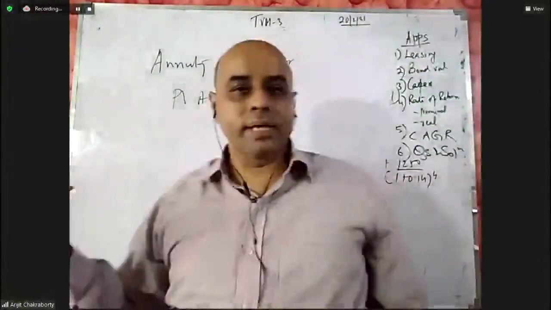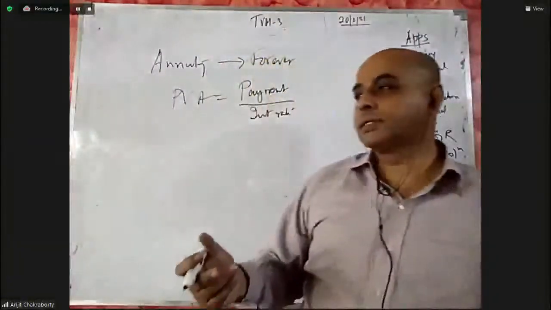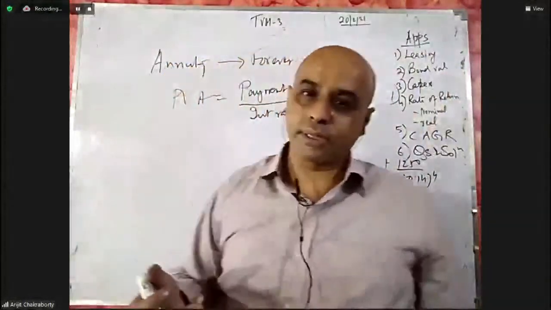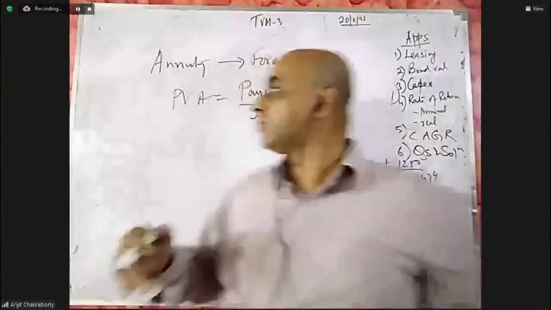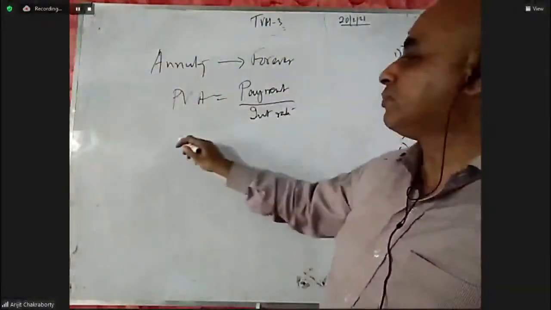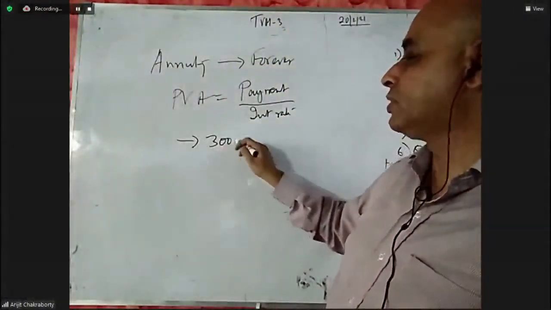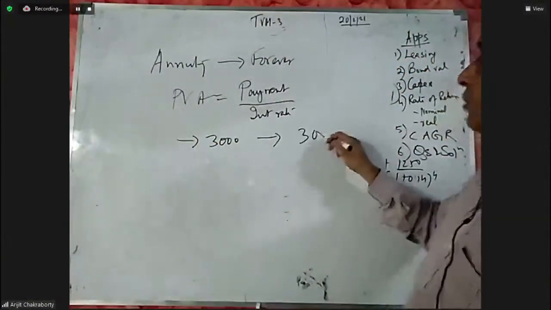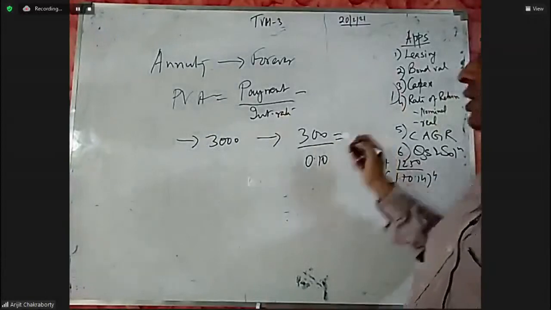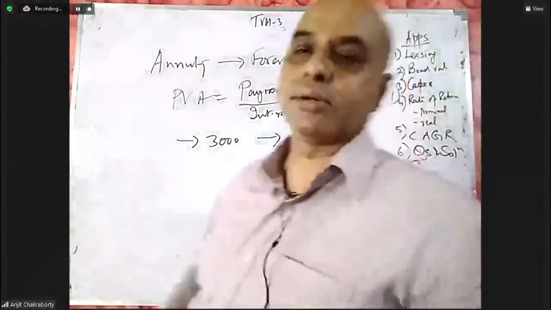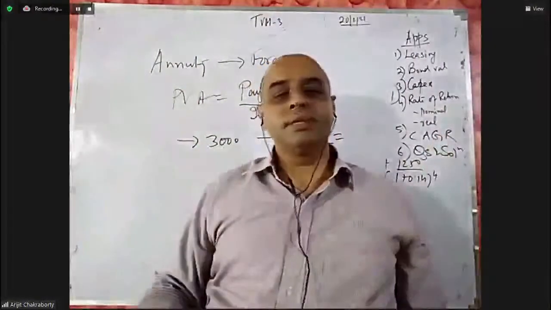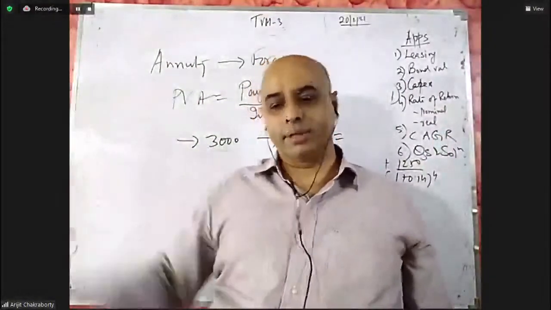You saw the simple example where 300 rupees is the payment which you get every year and the interest rate is 10%. So what is the present value of the entire investment? That means you have to invest 3,000 rupees because 300 is the payment which you get per year and the interest rate is 10%. If you invest 3,000 rupees, at 10%, you will get 300 every year, right?